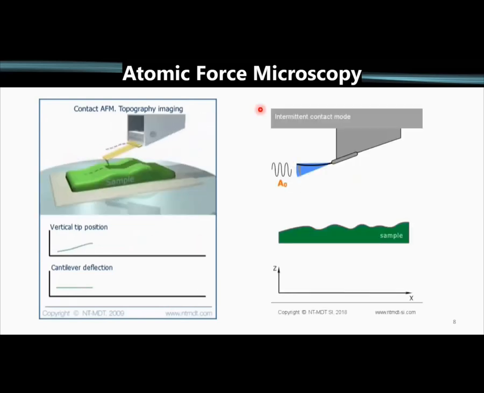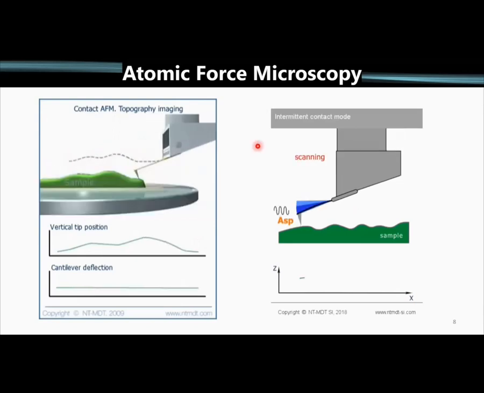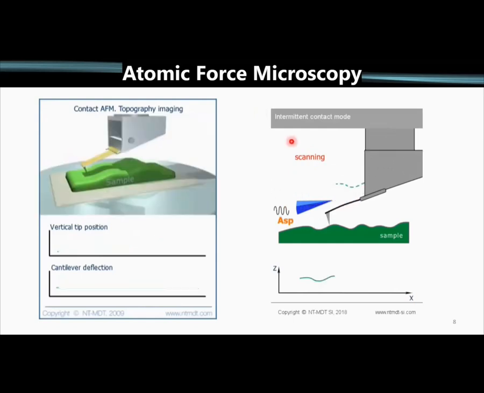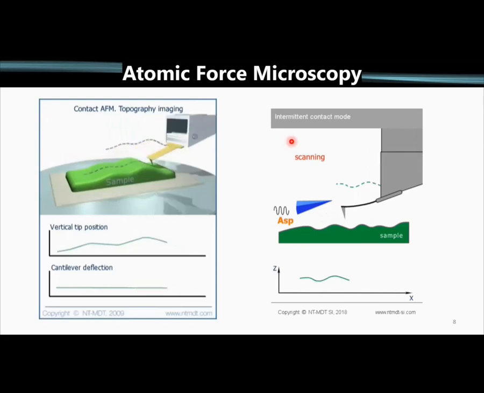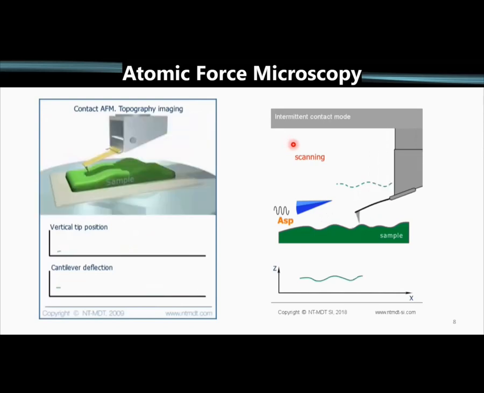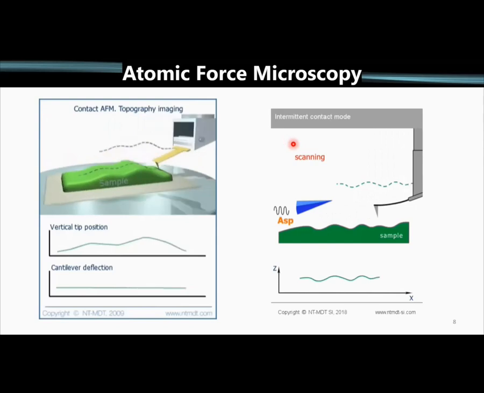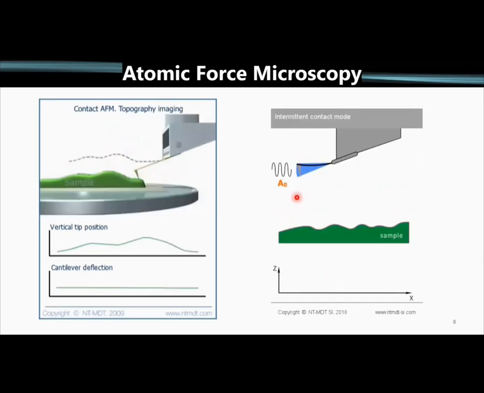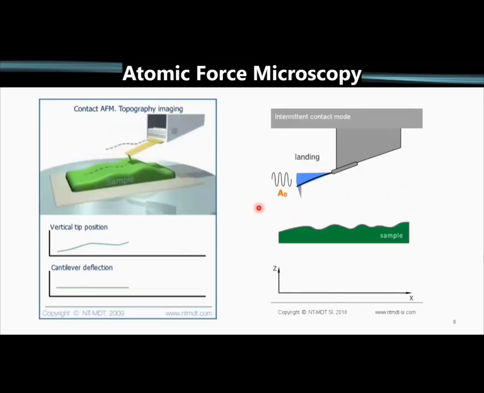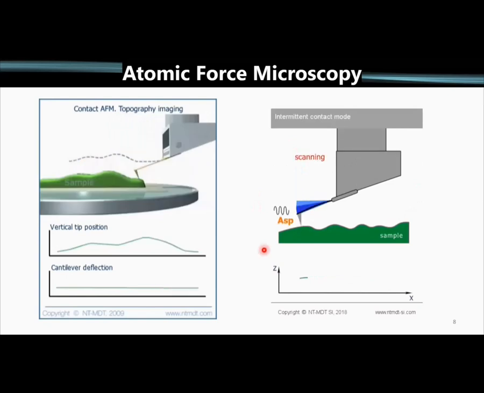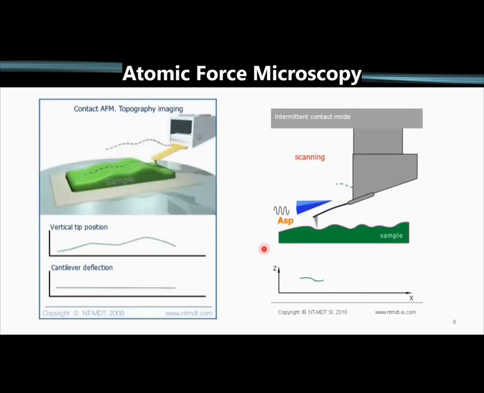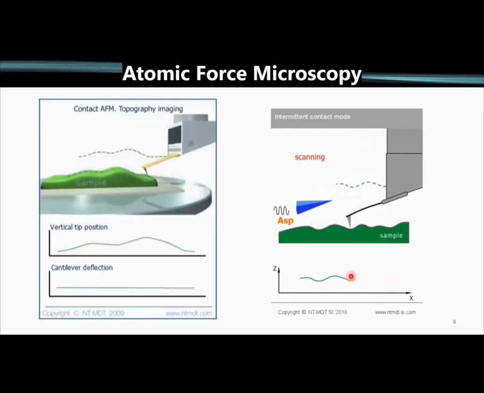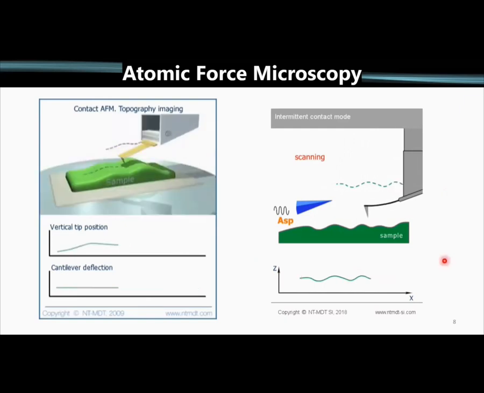Intermittent contact or amplitude modulation, or tapping mode as it is commonly called, operates something like this. The cantilever is vibrated, often at its resonance, and you're tracking the amplitude of oscillation of the cantilever, trying to keep that amplitude constant. The tip starts out far away and is vibrating. As it gets closer and closer, that amplitude is changed, usually reduced, as it starts tapping the surface. Then you're trying to image at a constant amplitude, adjusting the tip-sample separation to keep that amplitude constant. In doing so, you can again map out the surface topography.